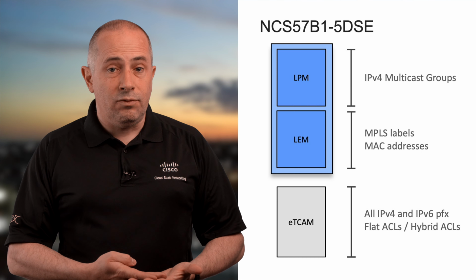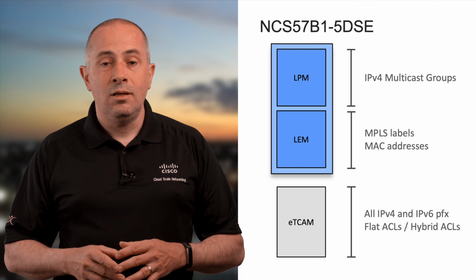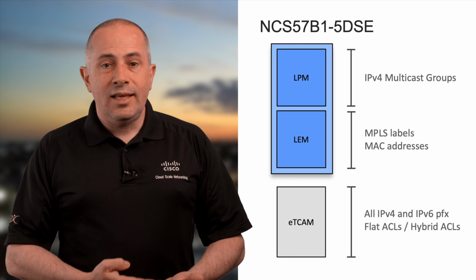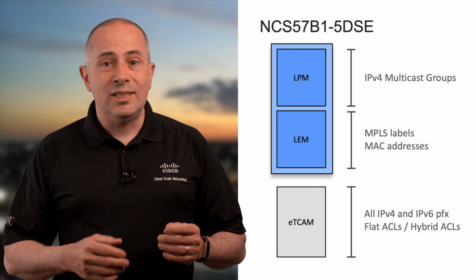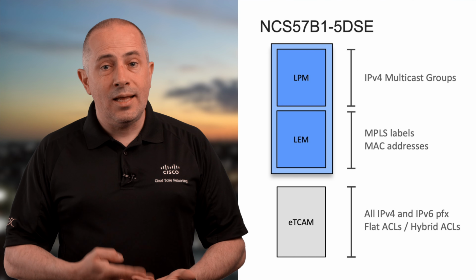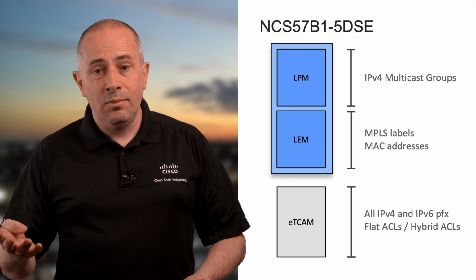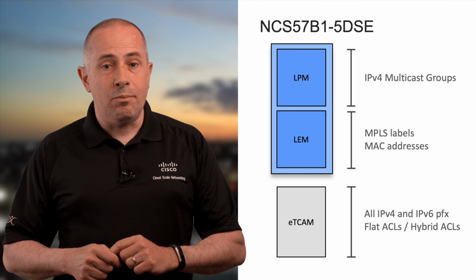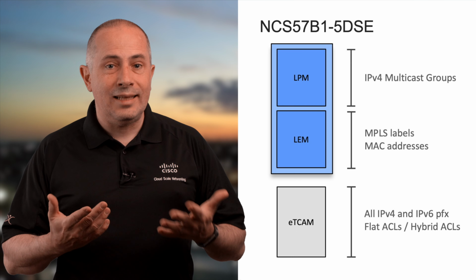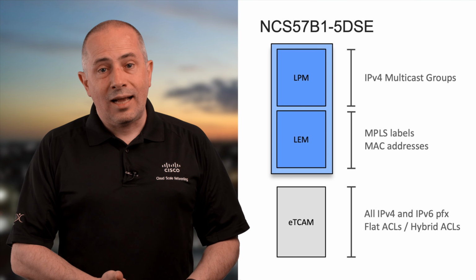In the 5D SE variant, we have an external TCAM named Optimus Prime 2. All unicast V4 and V6 routes will go in this external resource. Multicast will still be stored in LPM, MPLS and MAC will still go in LEM, and note that access list entries are now stored in ETCAM, even the flat ones. By flat I mean without using the hybrid access list feature.